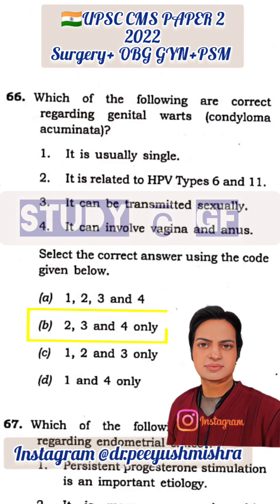Which of the following are correct regarding genital warts? Condyloma acuminata. It is related to HPV type 6 and 11. It can be transmitted sexually. It can involve vagina and anus.